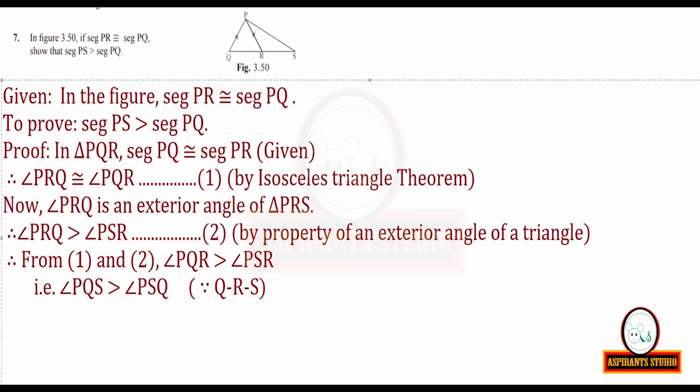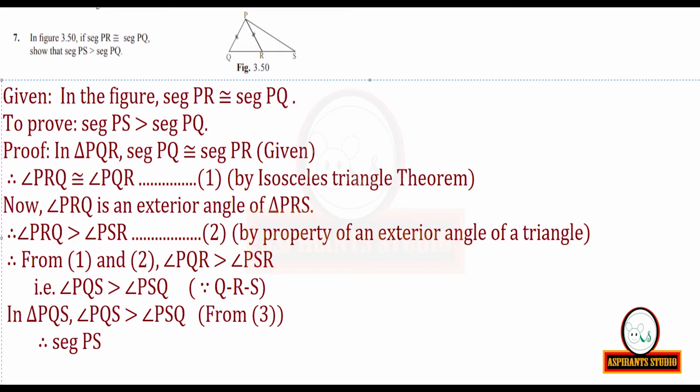Opposite to angle PQS, we have the segment PS, and opposite to angle PSQ, we have the segment PQ. You all know the side opposite to greater angle is greater in the triangle which is having two unequal sides. So now here the triangle is having two unequal angles. So the side opposite to greater angle is greater.